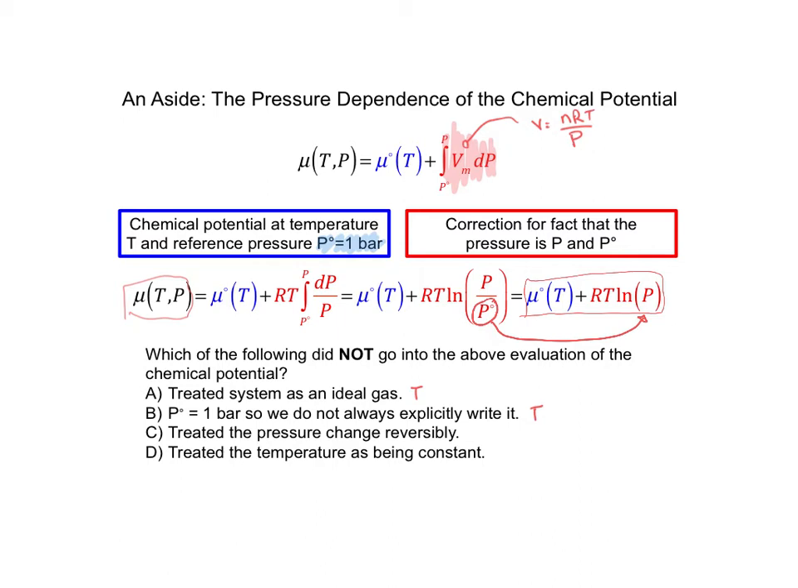We treated the pressure change as reversible. And we treated the temperature as being constant. We definitely treated the temperature as being constant because we have T here as a constant. And so this tells us that we did not treat the pressure change reversibly. And so this means that this is a generally true situation, that we don't have to think of this as a reversible situation, that this is always true.